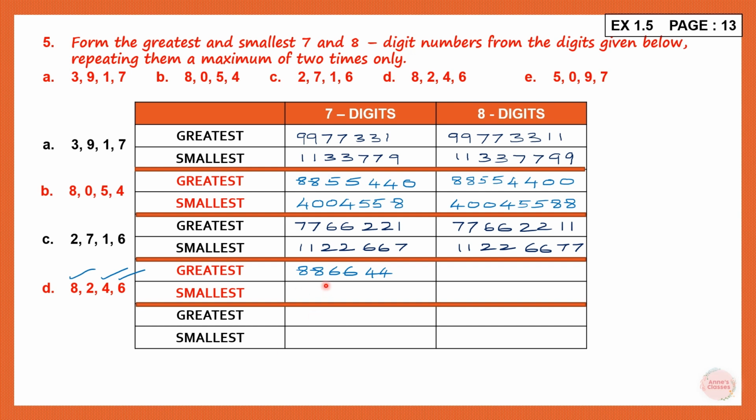Let's count 1, 2, 3, 4, 5, 6. So we just have to put one more digit and that is 2, and we don't have to repeat it. Okay, so now we have a 7-digit number.